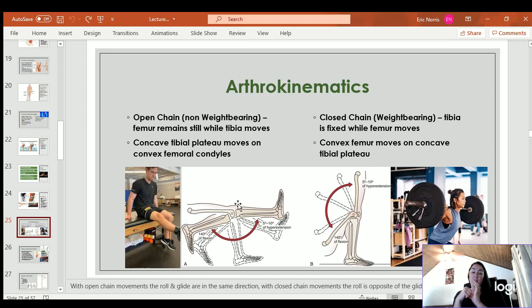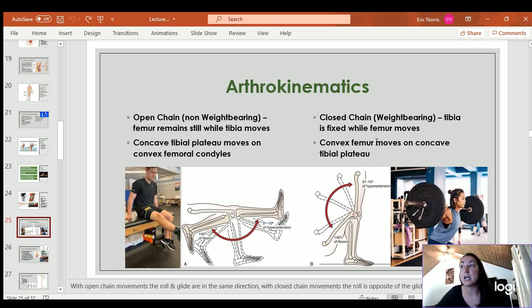So if I'm in a flexed position and I want to increase extension, then I will push it the same way as extension. So extension would be anterior, so I would do an anterior glide. This is in an open chain position if I was mobilizing just the tibia.